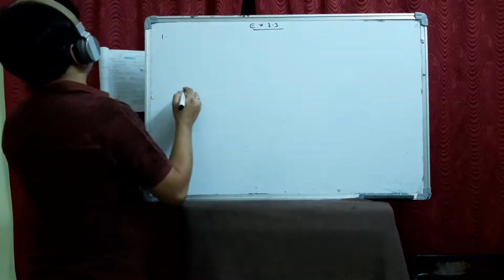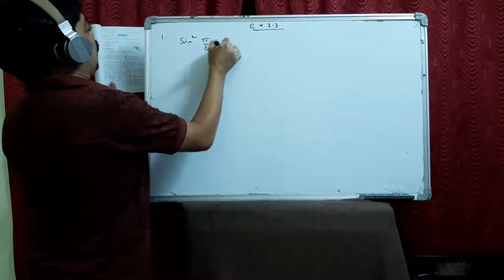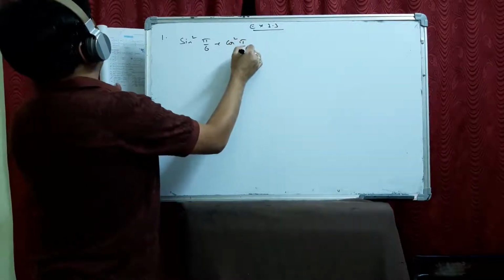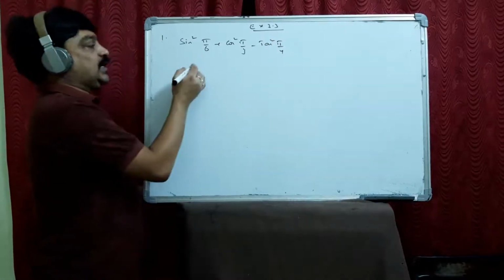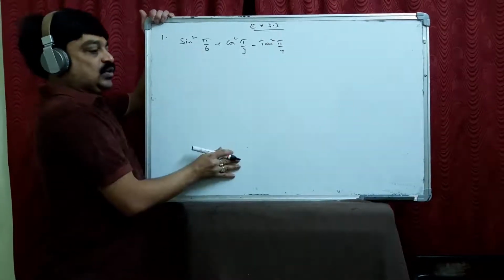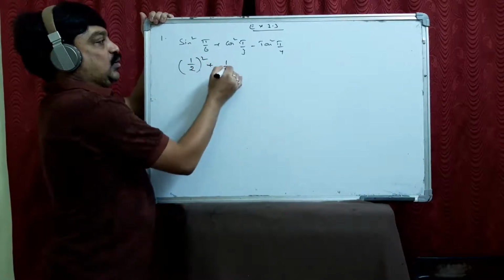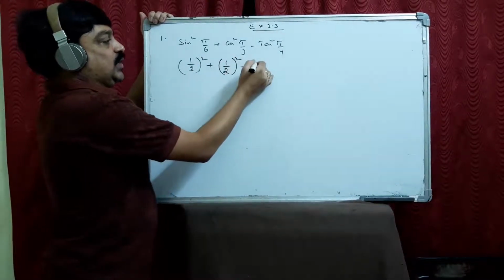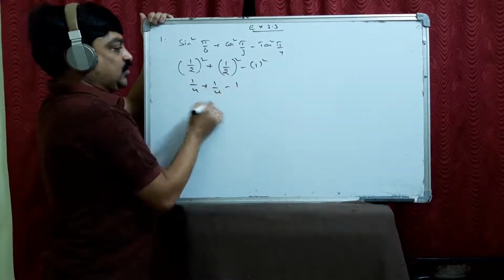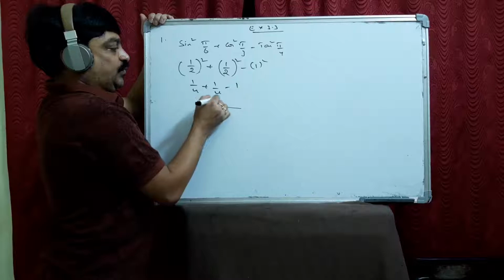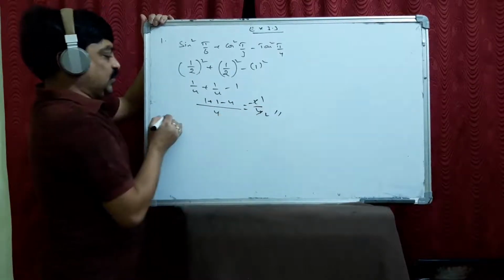Sin square pi by 6 plus cos square pi by 3 minus tan square pi by 4. Sin square pi by 6 means sin 30 whole square, so 1 by 2 whole square. This is also cos 60 whole square, 1 by 2 whole square. 1 by 4 plus 1 by 4 minus 1. It becomes minus 2 by 4, which is minus 1 by 2.